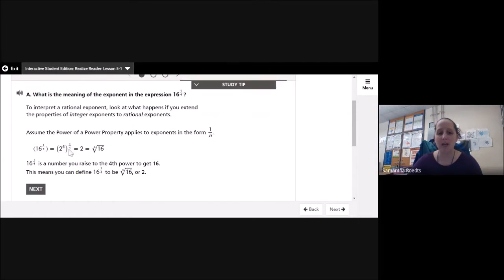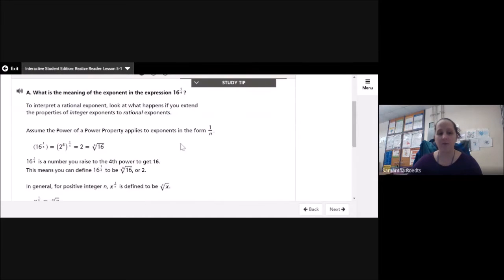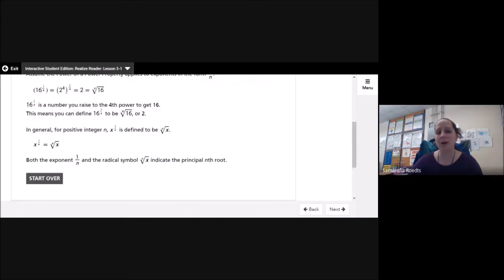Basically, this bottom number, the 4, becomes the index in your radical. So in general, for positive integers n, x to the 1/n is defined to be the nth root of x. Again, the denominator of your fractional exponent becomes your index. Both the exponent 1/n and the radical symbol, the nth root of x, indicate the principal nth root.